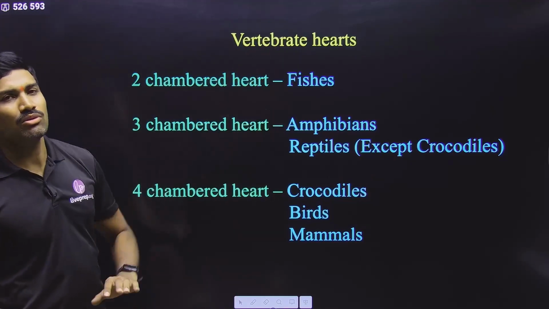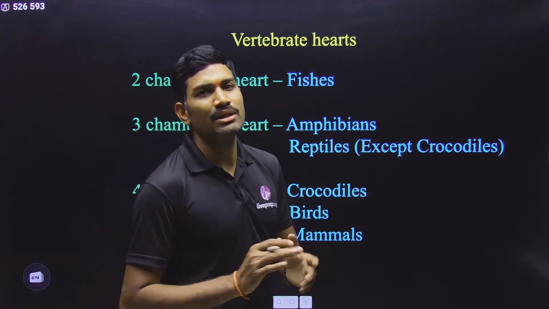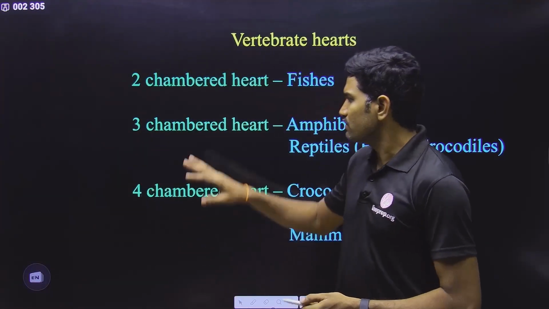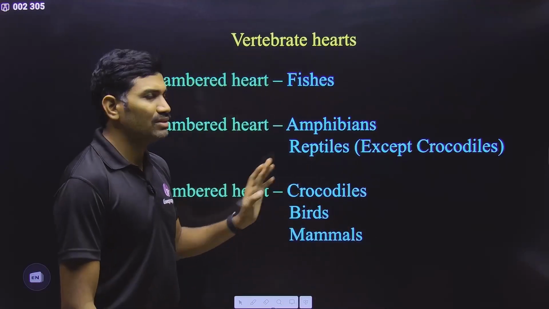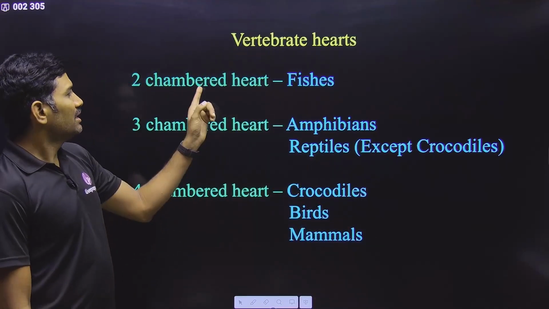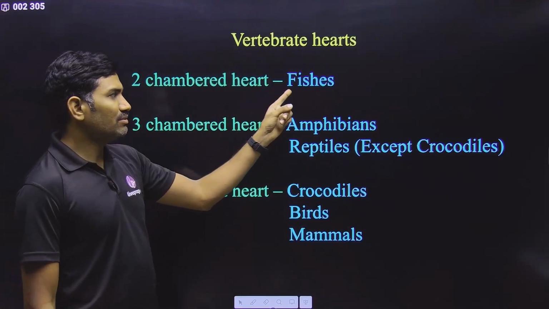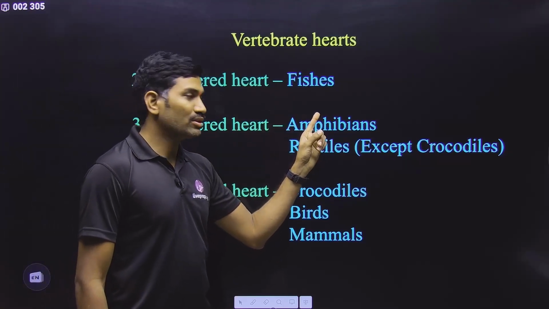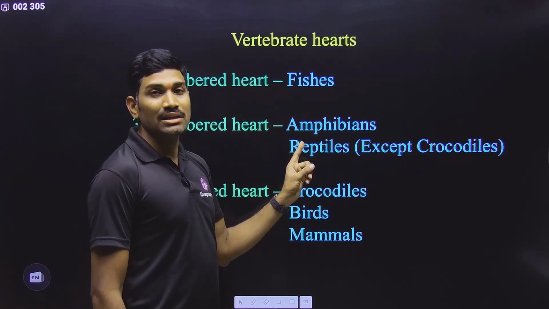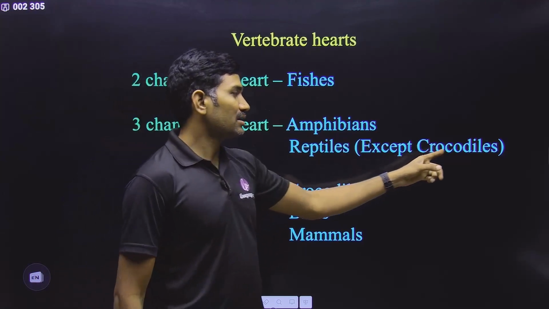Now we are talking about what are the various types of vertebrate hearts. First we will see the basic list, and then I will draw some rough diagrams. So with the help of that I will try to explain you the concept. Here two chambered heart we are observing in fishes, and three chambered heart we are observing in both amphibians and reptiles. But in the reptiles there is an exception, that is the crocodiles.